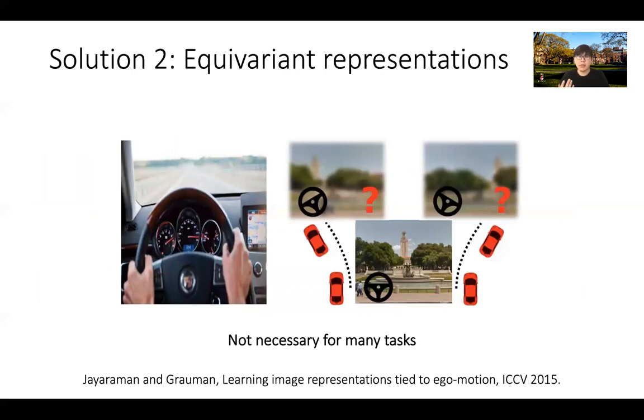Another solution is to learn equivariant representations. So instead of invariant, we want the representations to transform the way that we transform the inputs, such as, for self-driving, trying to predict the visual features if we take a left or take a right. However, the equivariant constraint is quite strong and may not be necessary for many tasks, where all we need is for the representation to be aware of the transformations, not necessarily to be strictly equivariant.